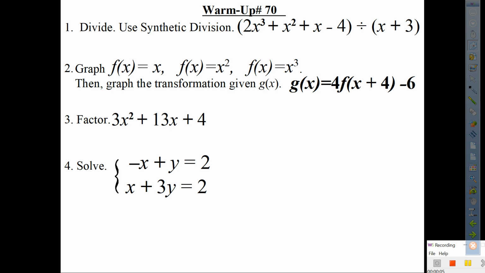Number 2, it says graph f of x equals x, f of x equals x squared, f of x equals x cubed. However, then do the transformation of g of x equals 4 times f of x plus 4, and then outside the parentheses, minus 6. Number 3, factor 3x squared plus 13x plus 4. And number 4, solve the system, negative x plus y equals 2, and x plus 3y equals 2. Give you a couple more minutes, copy and go.